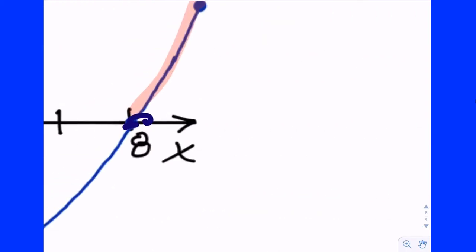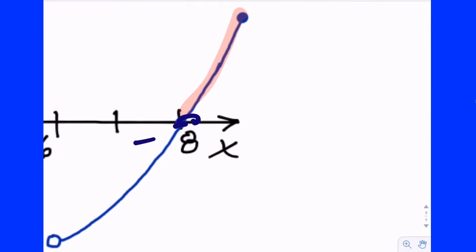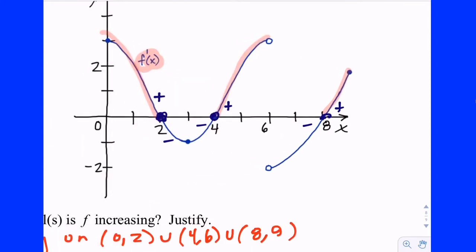Let's look at the other one over here at 8. F prime changes from negative to positive, so f would have a local min at x equals 8. Are you okay with the sentences on all those? You could clump 4 and 8 together, couldn't you? Because they change for the same reason.